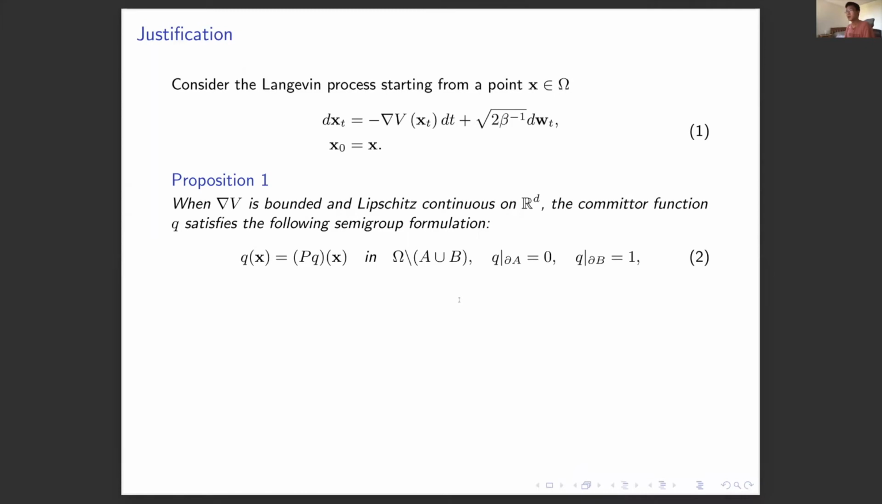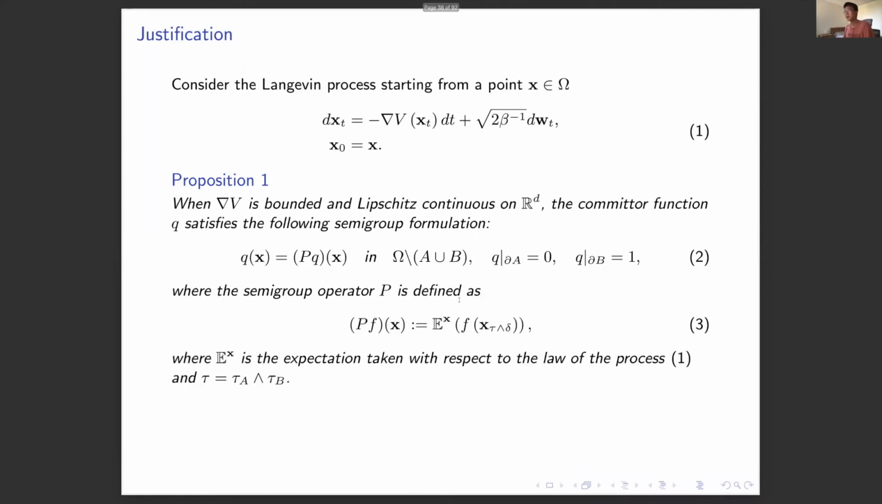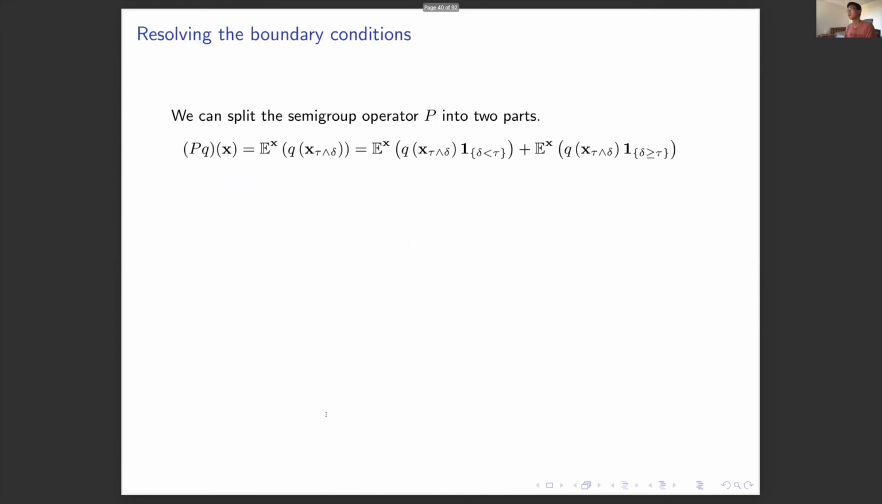Rigorously, we can prove that under some conditions, the committor function satisfies this formulation, where the semigroup operator P is defined as this expectation taken with respect to the law of the Langevin process at tau wedge delta, where tau is the smaller one of tau A and tau B, and tau A and tau B are the hitting times of region A and B. So we can use Dynkin's formula to prove this proposition.